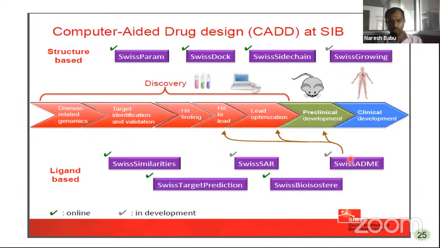So I am going to represent the importance of Swiss ADME here. It is useful in all these stages: hit identification, hit to lead, and lead optimization, and also in preclinical development. Not only Swiss ADME, all the ADME tools that we have seen are useful in these stages.